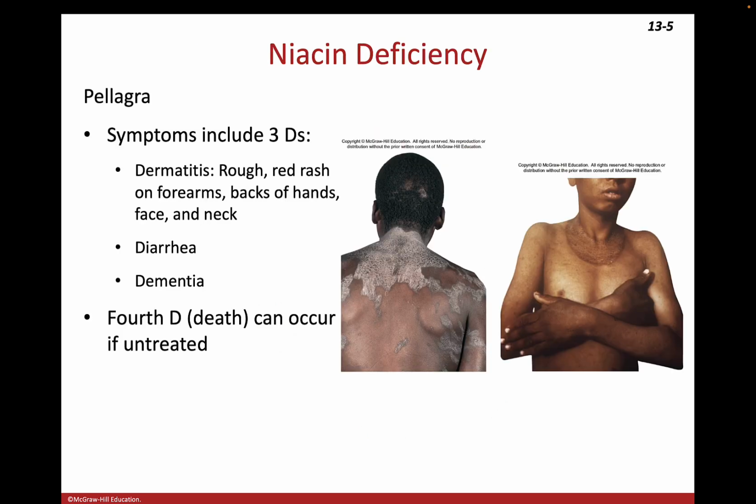Now, if we look at pellagra, this is a niacin deficiency, and it includes quite often symptoms that are called the big threes. And those are going to be dermatitis, which is a rough red rash on the forearms, backs of hands, the face and neck, diarrhea, and dementia. There is a fourth D, death, if this goes untreated.